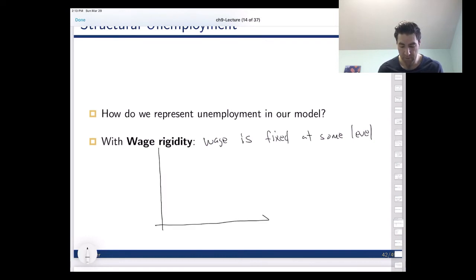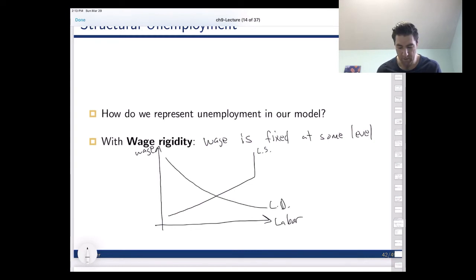But in the model, if I draw this out, so I have labor and the wage here, and I have labor supply and I have my labor demand curve, and here's the equilibrium wage, W star. So let's just say we'll make that a concrete number. That's $15 per hour. And we have some market clearing amount of labor, L star.